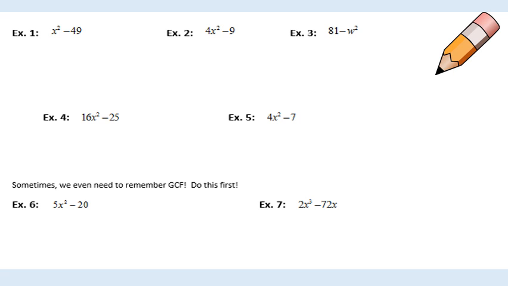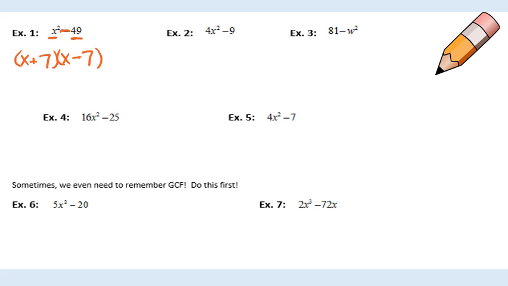Taking a look at example 1, you first want to decide, do you have a difference? Meaning, do you have a subtraction sign between two terms? In this case, I do. X squared is a perfect square, and 49 is a perfect square. So the rule states that you can set up your two factors. Your square root of x squared is x. Square root of 49 is 7. We end up with a positive and a negative value.